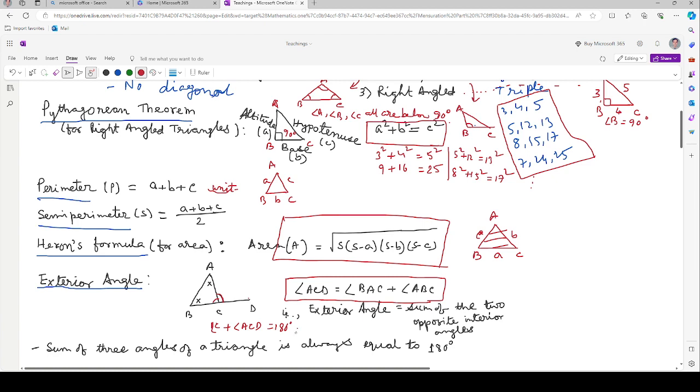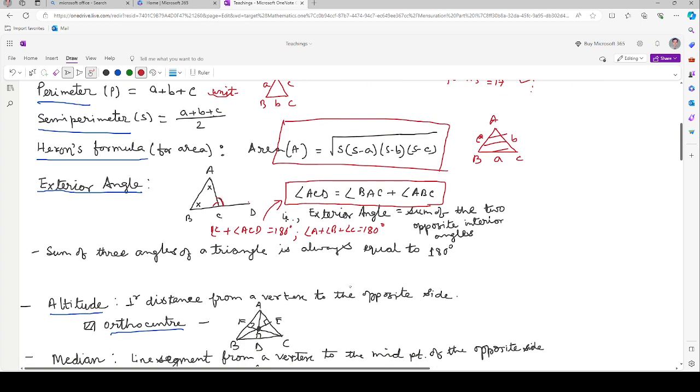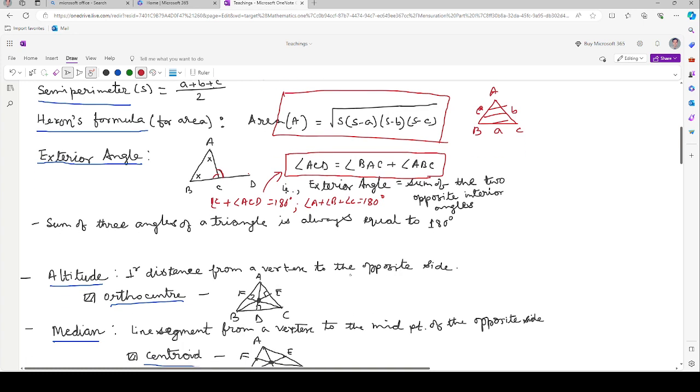Similarly, we know that the sum of angles of any triangle is equal to 180 degrees. So, if we compare these two equations, then we will easily get angle ACD equals angle BAC plus angle ABC, that is angle A plus angle B. So the sum of three angles of a triangle is always equal to 180 degrees. It is another property of a triangle that I already discussed.